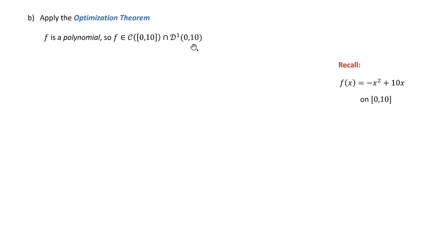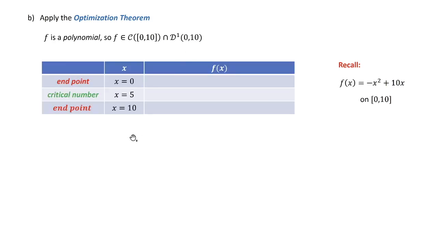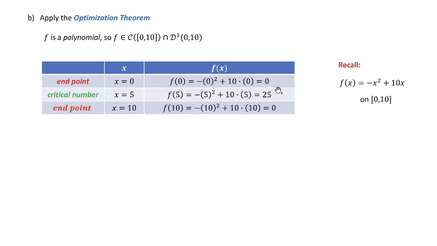So we meet the conditions of the global optimization theorem on closed and bounded intervals. Here are my endpoints. Here's my critical point. Evaluate the function. The largest is the max. The smallest is the minimum. So the max occurs when x is 5 and the maximum area is 25.